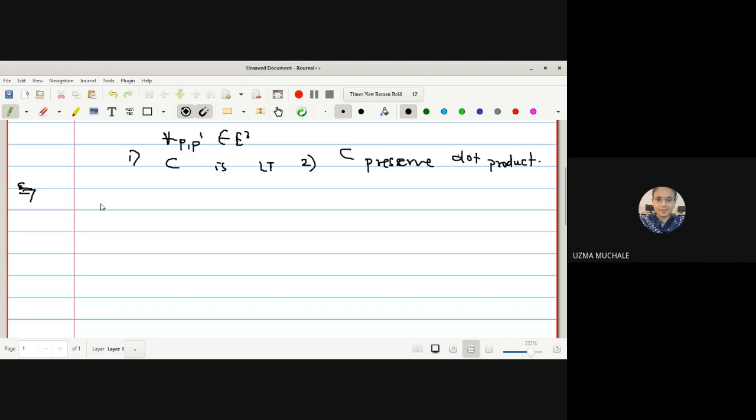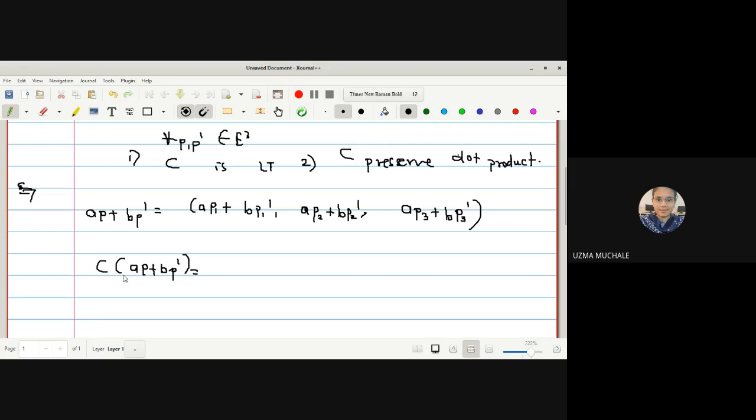If I want to prove linearity, let us assume AP plus BP dash. First we will write down what AP plus BP dash is. It will be equal to AP1 plus BP1 dash, AP2 plus BP2 dash, AP3 plus BP3 dash. Now our aim is to prove it is linear. Let us start with C of AP plus BP dash, which we want to prove is equal to A CP plus B CP dash, correct? We have to prove this.